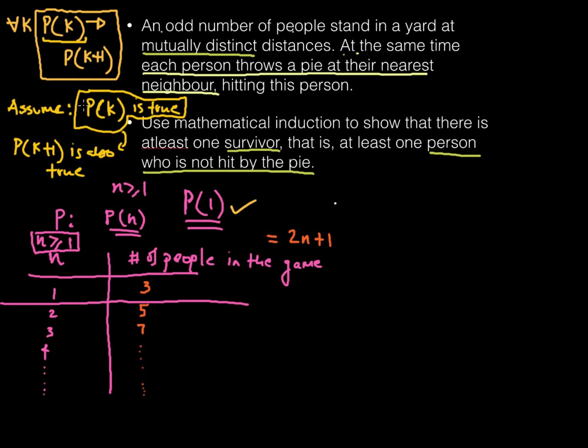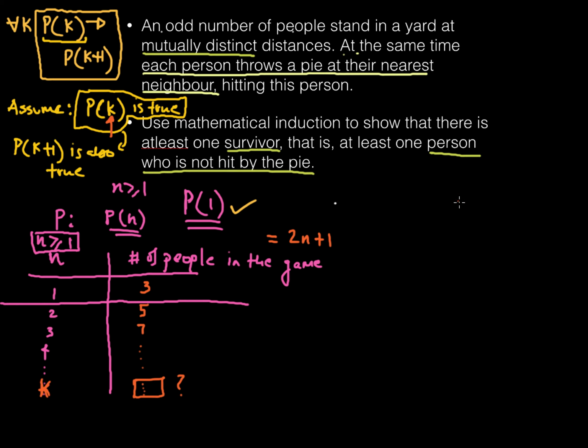Let's say for some arbitrary k. Okay, so k is over here, some arbitrary k, right? This is just an integer. So for some arbitrary k here, how many people are playing this game? Well, if it's k, the number of people playing the game is going to be 2k plus 1.